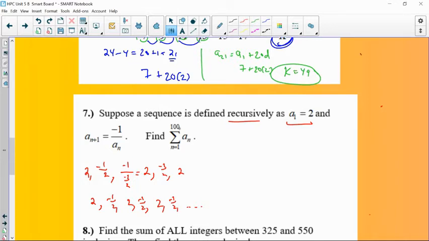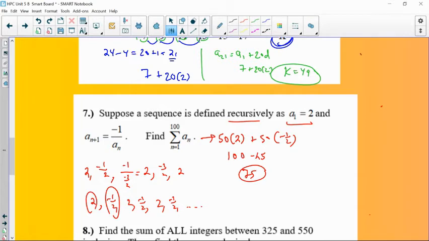So if it says find the sum of the first 100 terms, well, if it just alternates 2 and then -1/2 and then 2 and then -1/2, of those 100 terms, 50 of them will be 2 and 50 of them will be -1/2. So looking at what this sequence actually is gives us some insight that there are 50 terms that are 2s and 50 terms that are -1/2. So 50 times 2 is 100. 50 times -1/2 is -25. So then we know that the total sum would be 75.